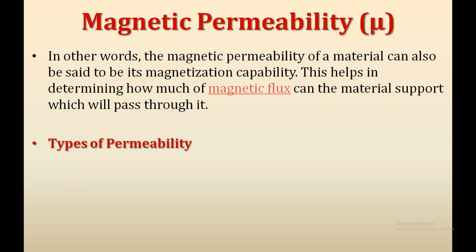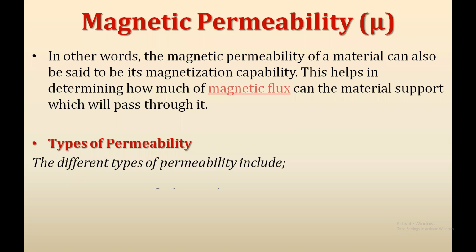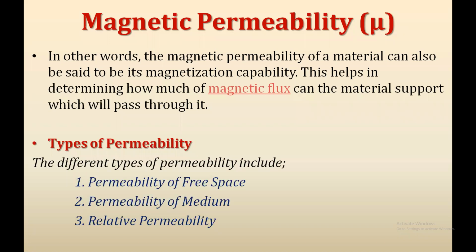Okay, and then permeability has three types. One is the permeability of free space, or vacuum, or air medium. Second is the permeability of a medium, and third one is the relative permeability. So these three things we have to discuss. But today we stop here, and the concept of permeability we will discuss once again in the next lecture. Okay.